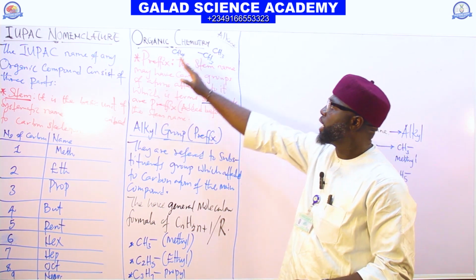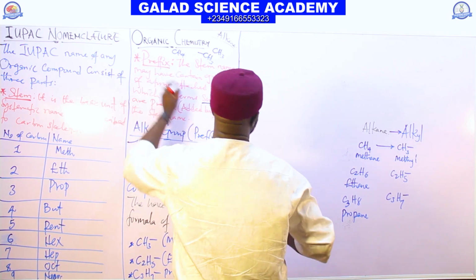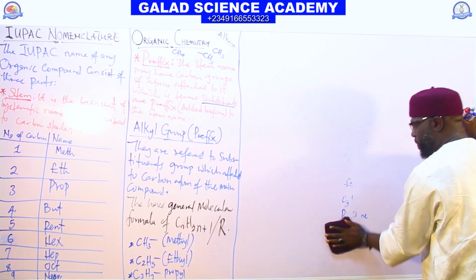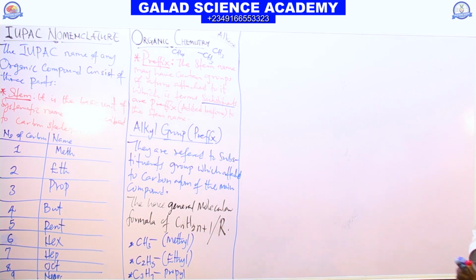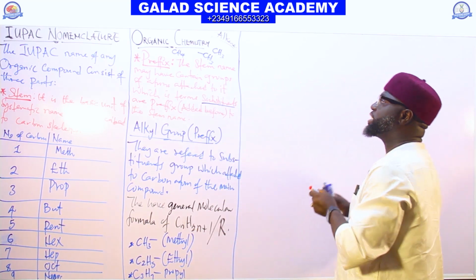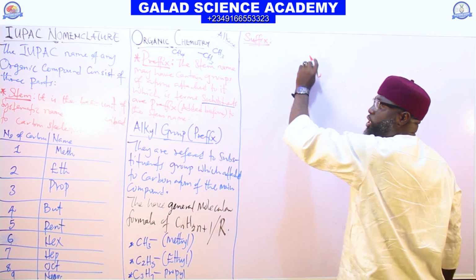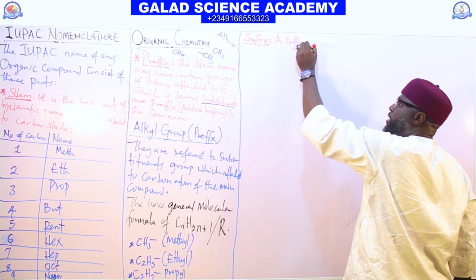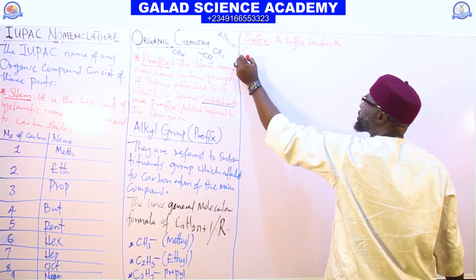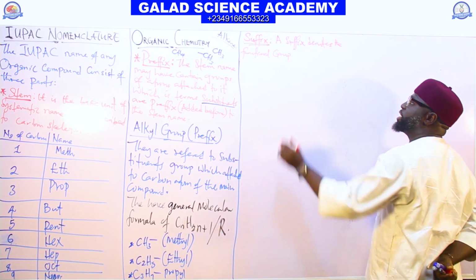So we are done with the stem and the prefix. The last one is the suffix. If I'm talking of suffix now, the word suffix denotes the functional group present in an organic compound.